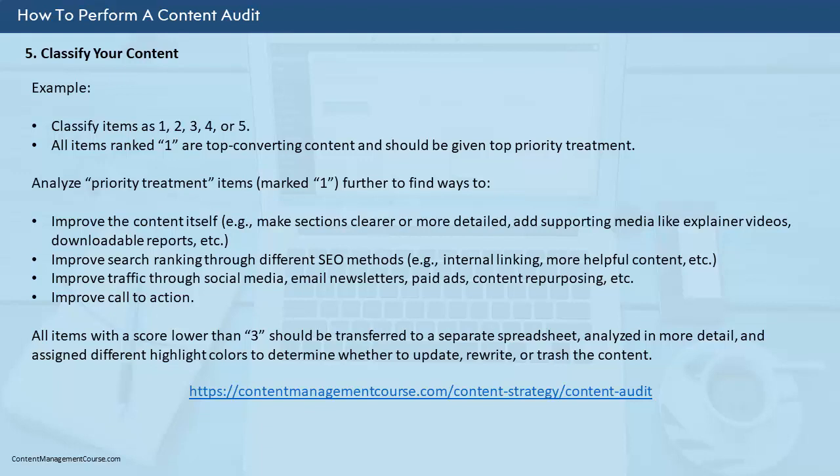So using this process, we can then specify that all items with a score lower than 3 should be transferred to a separate spreadsheet, analyzed in more detail, and assigned different highlight colors to determine whether the content should be updated, rewritten, or trashed. Now, depending on how much content there is, you may also want to schedule it using a content production tool or your editorial calendar.